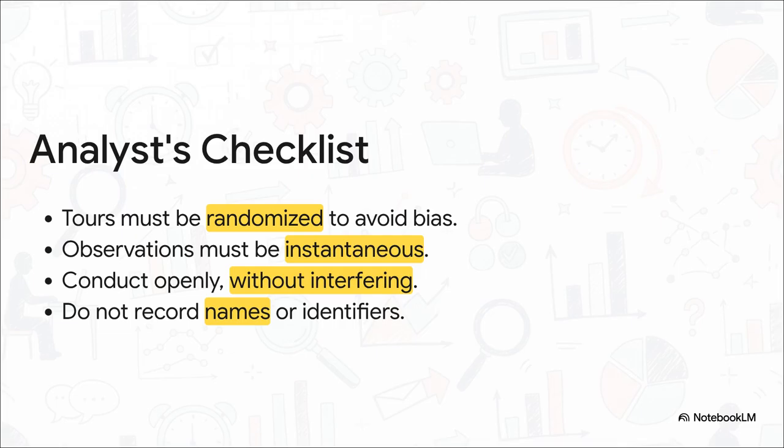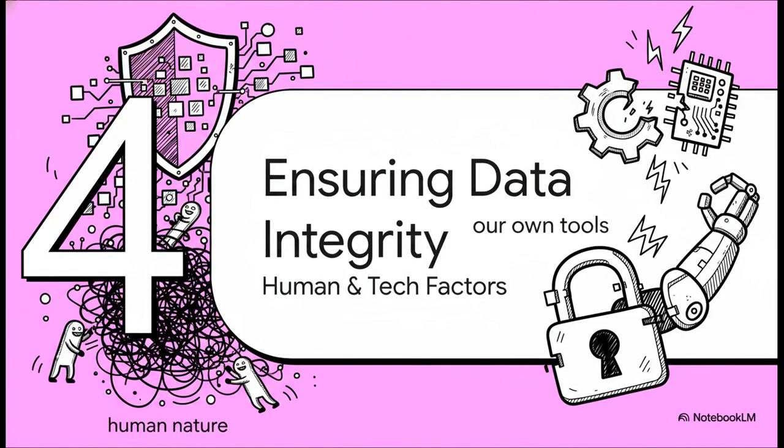So to make sure our data is rock solid, every analyst needs to follow this checklist. No exceptions. First, observation times have to be randomized. This stops you from accidentally introducing bias, like only observing in the morning. Second, like we just said, observations are instantaneous. Third, the study needs to be done openly to build trust. And this is critical. We are studying the process, not the people. That means no names, no personal IDs, ever.